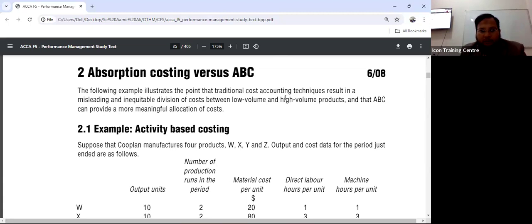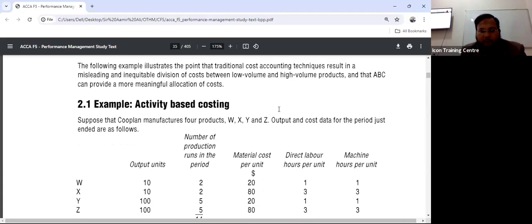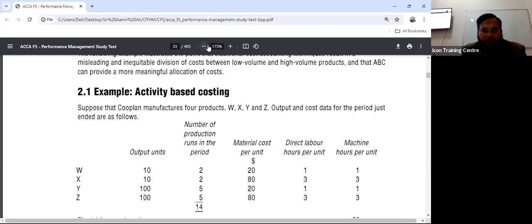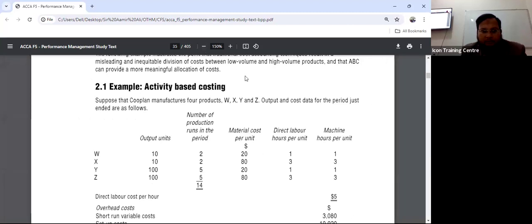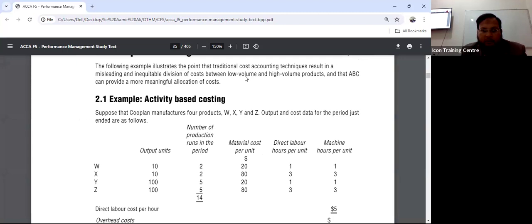We just have this question, just have a look at this question because it will be very easy to understand. Now, imagine you are the owner of this company, right? Just have a look here, please. Suppose that Copeland manufactures 4 products, W, X, Y, and Z, right? So you manufacture how many products? 4. W, X, Y, and Z.